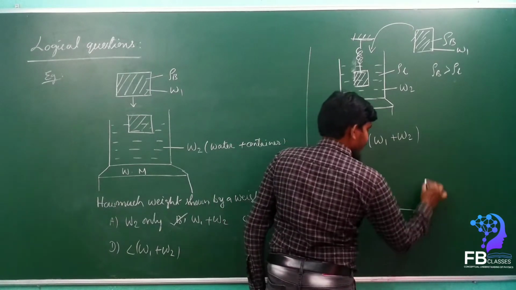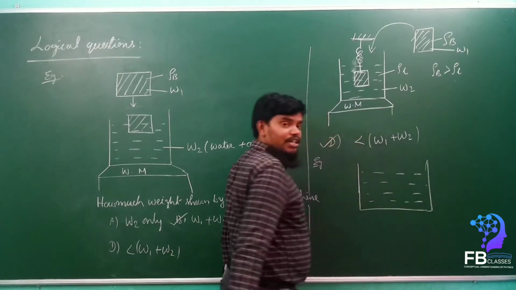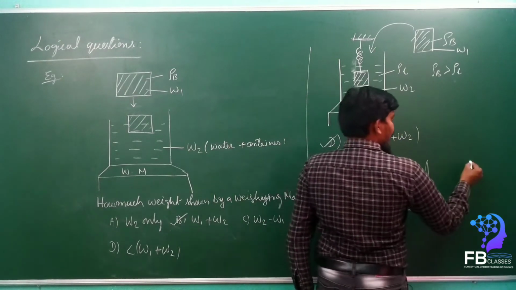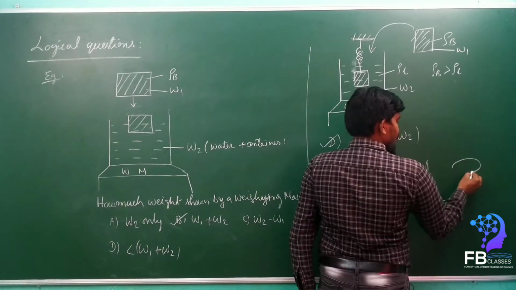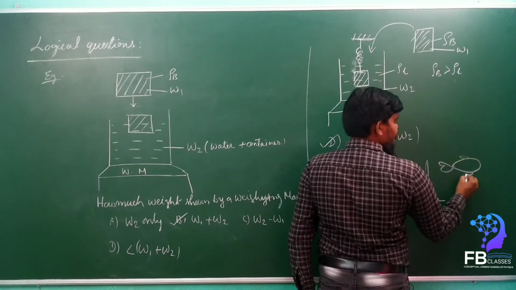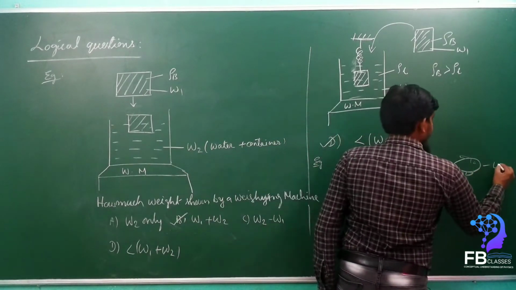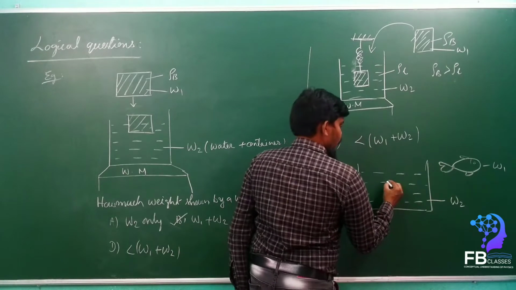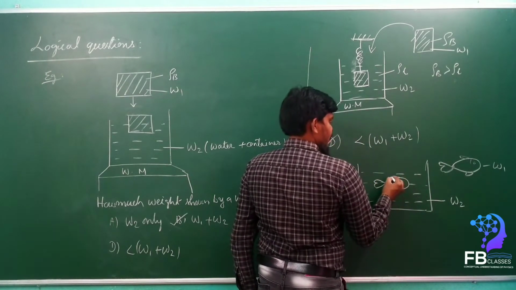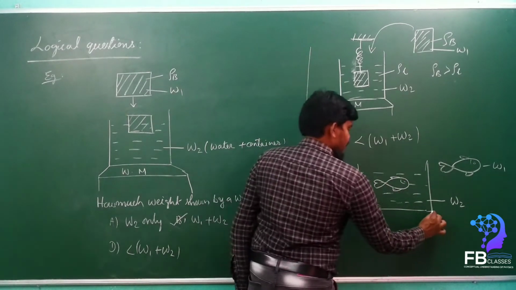In the same manner, take another example. There is a container, let it be an aquarium. The weight of the aquarium is W2 and there is one fish in it. The weight of the fish is W1. Now this fish is swimming. Now the question is the same.